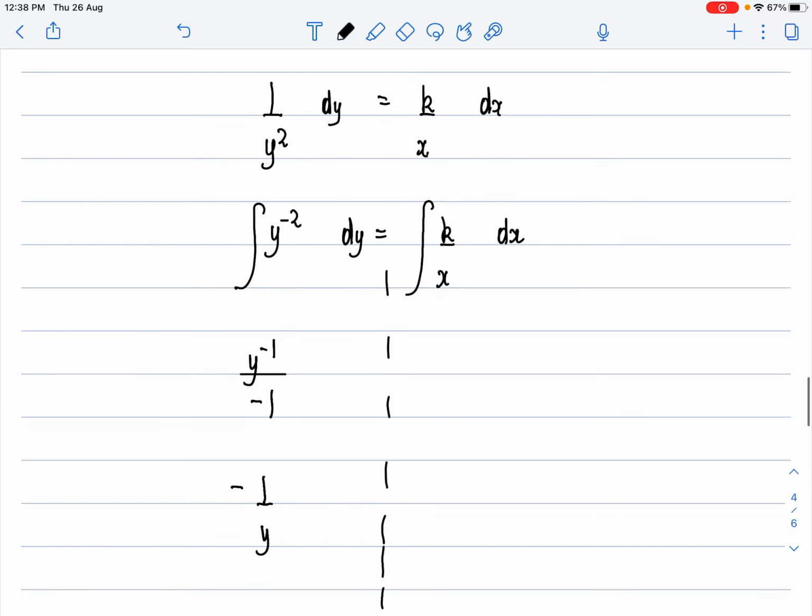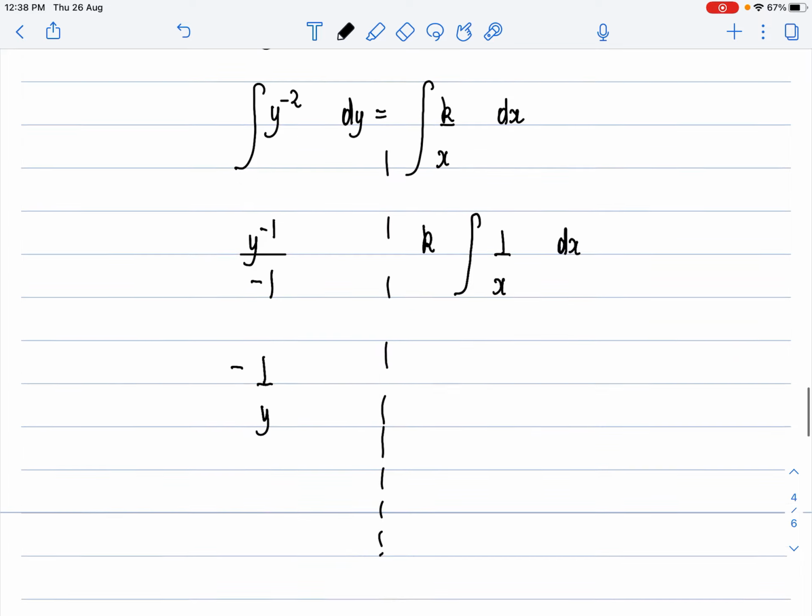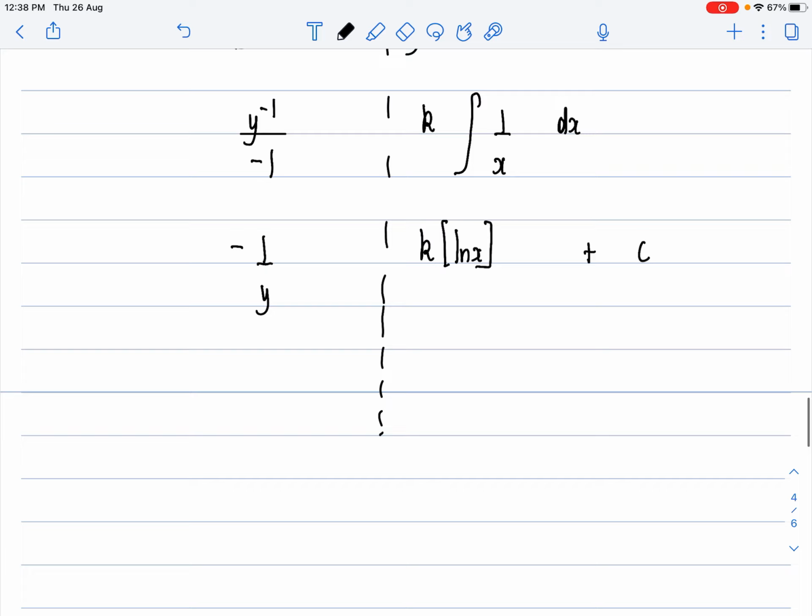Correct? Now I have the integration of k over x dx, which I can write as k into the integration of 1 over x dx. The integration of 1 over x is ln x, so I multiply k only to ln x. Correct? And after this you just write a plus c. You do not multiply the k to c because c is a constant. You can just write it like this. Just add c later. You don't need to multiply k. Correct? So I have k ln x plus c.